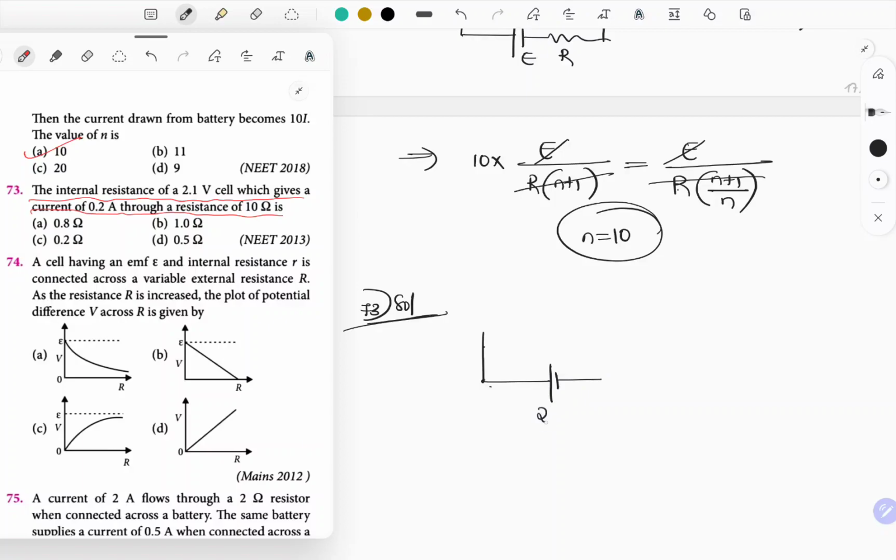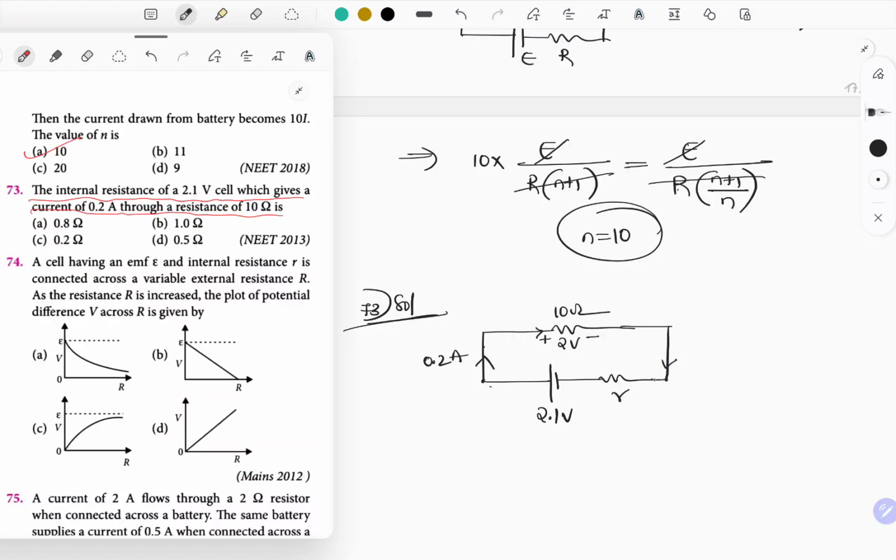So, EMF of the cell is 2.1 volt. Internal resistance we don't know, that's what we have to find out. Load resistance is given, which is equal to 10 ohm. Because of this cell, 0.2 amperes of current is flowing through the circuit. Then what about internal resistance? That's what they're asking. So let's try. So this is plus and minus. Wherever current is entering, that is going to be positive, and the remaining is going to be negative. 0.2 into 10, it is going to be 2 volt.